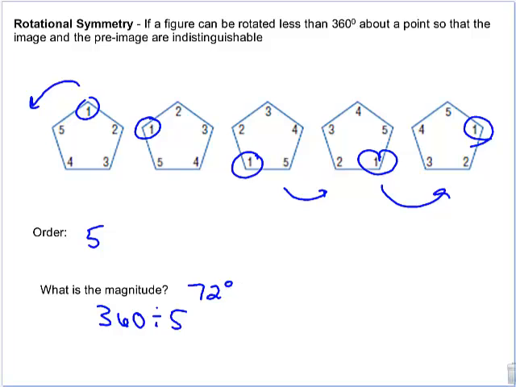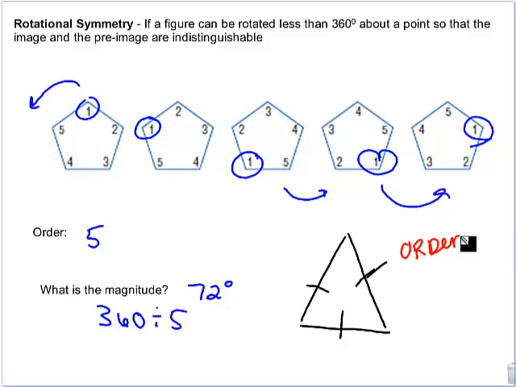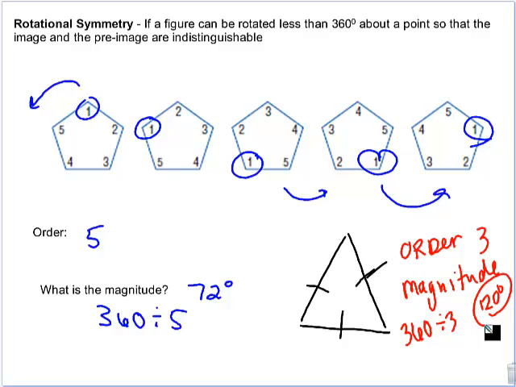For example, an equilateral triangle: what would be the order of an equilateral triangle? How many different ways can you draw this? 3 different ways. So this would have an order of 3. And then the magnitude would be 360 divided by 3, which would be 120 degrees. Make sense?